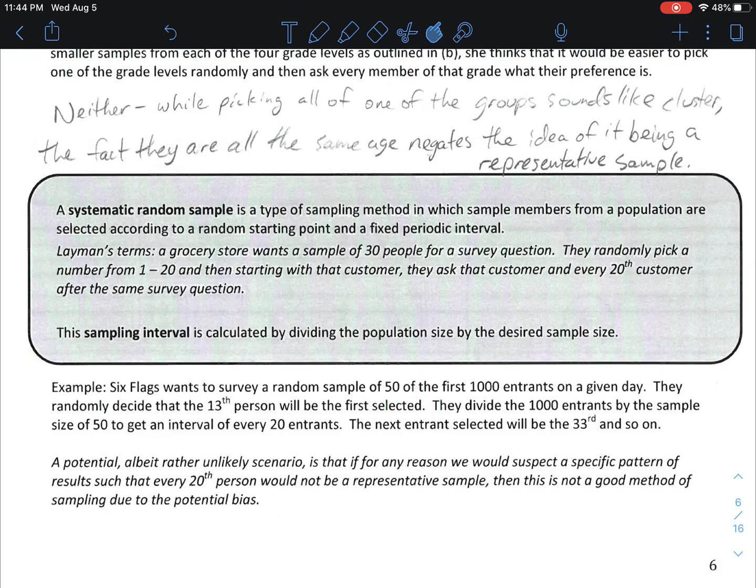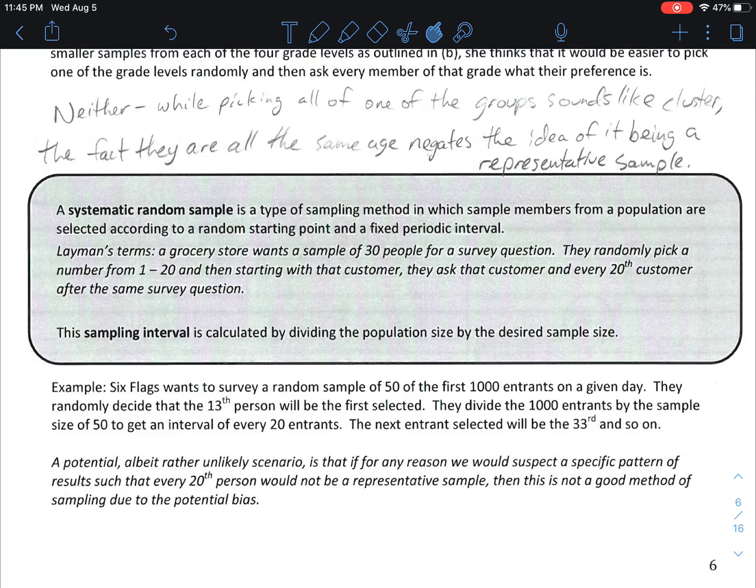So since those 1,000 people are going to show up at different parts of the day, they have maybe one checkout line and they're like, okay, I want 30 people for this survey question from the whole day. How was this experience? So they randomly pick a number from 1 to 20. And then starting with that customer, they ask that customer and every 20th customer after that the same survey question. So let's say the 5th customer is the first person to get the survey. And then 20 people later, the 25th customer gets the survey. And then the 45th, and then the 65th, okay?